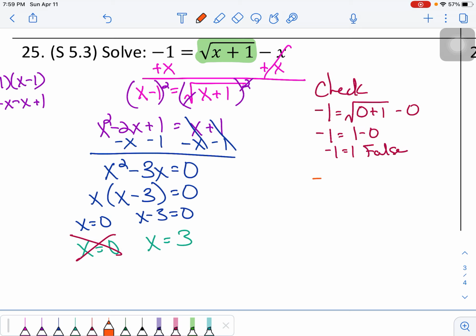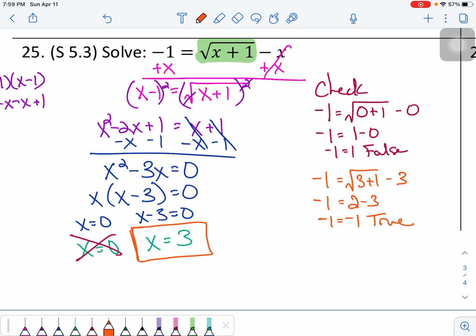Let's check 3. All right, so negative 1 is equal to the square root of 3 plus 1 minus 3. So 3 plus 1 is 4. The square root of 4 is 2. 2 minus 3 is negative 1. So I get negative 1 is equal to negative 1. True statement. So x is equal to 3 is the solution to that problem.